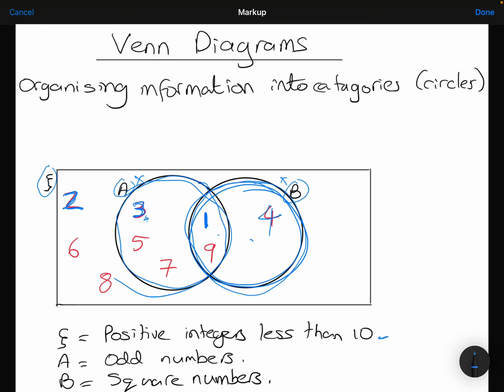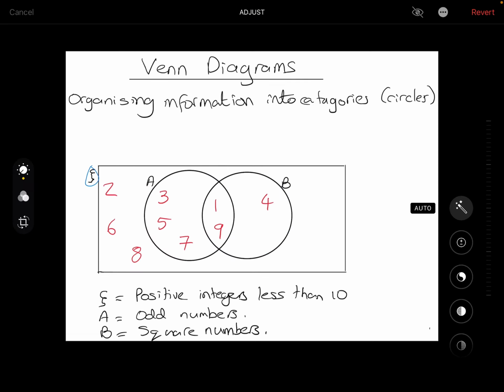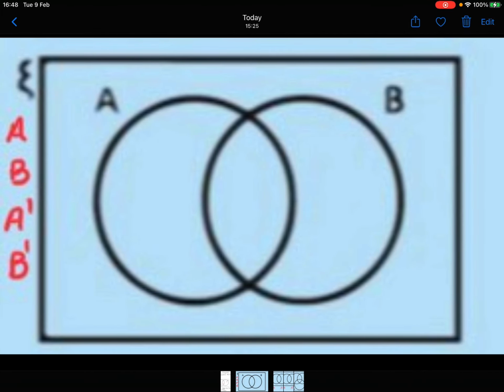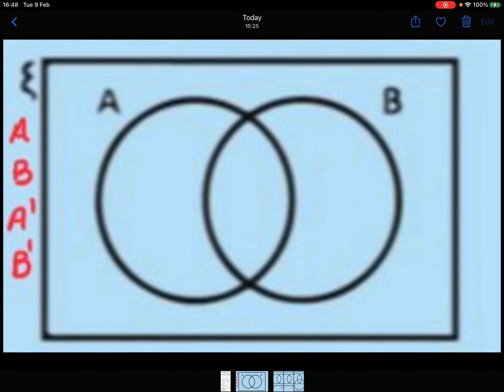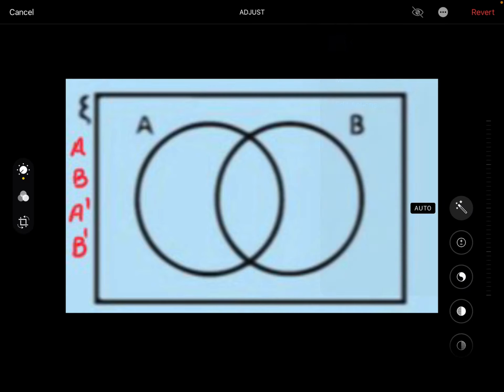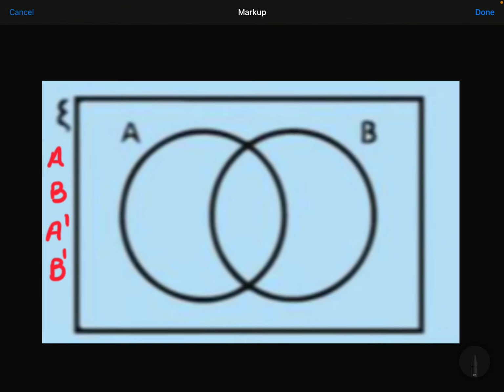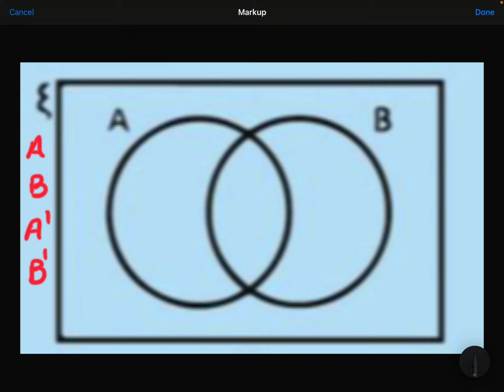And you can see I've already filled in the rest of the numbers into that diagram there. That's pretty basic. That's not the point of this video. That's just a quick recap of what Venn diagrams are. The rest of this video is about notation and understanding what that means in terms of a Venn diagram.